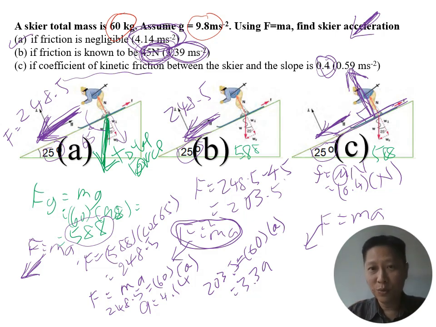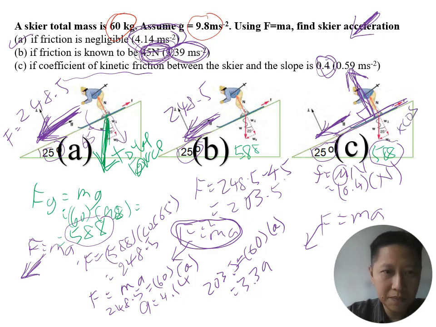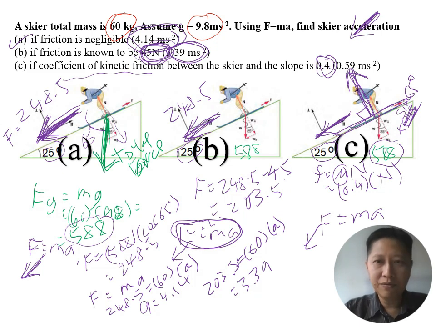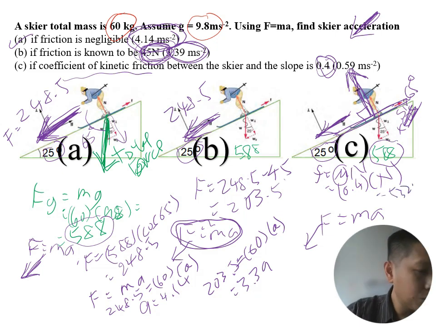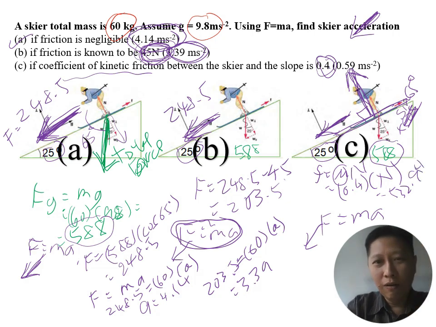For this case, we can use the gravity force, 588, times cos 25, or, easier, we can use sine 65, same thing. So 588 times sine 65, we get 532.9 newtons, which means there is 532.9 newtons against him.